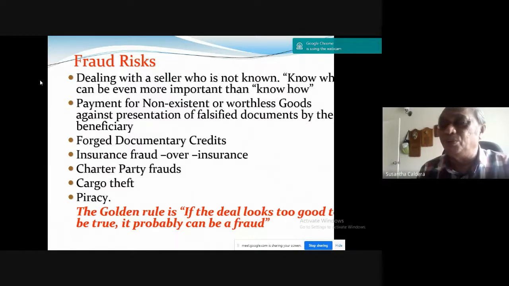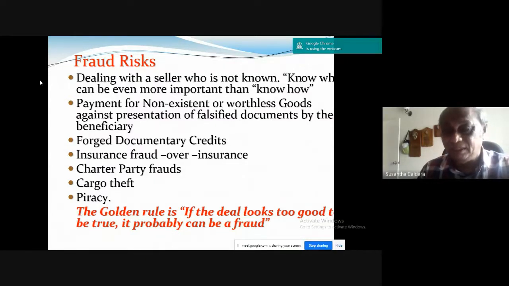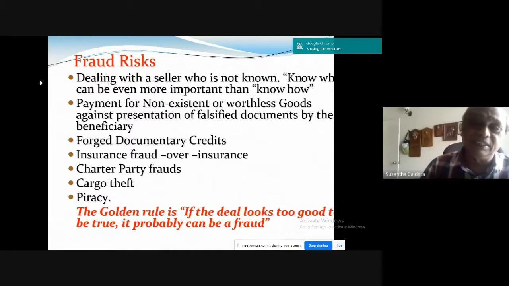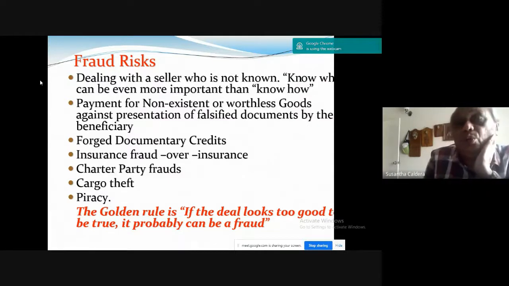After a few hours, 1 or 2 or 3 hours, I got a telex to say no such address in Kowloon. Kowloon is a city, no such address in Kowloon. Right? Everything was fraud, forged documents. That guy has vanished after taking the money. මේ වගේ දේවල් වෙන්න පුළුවන්. So that's why I said know who can be even more important than know how.